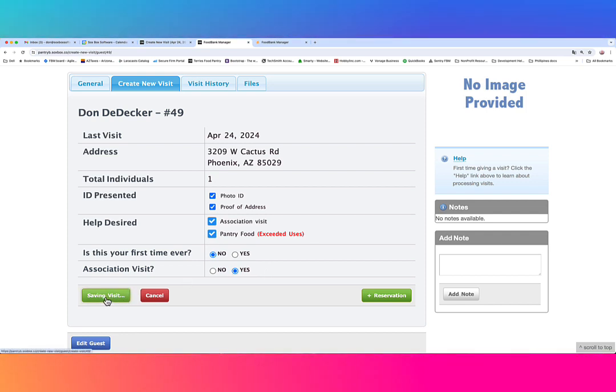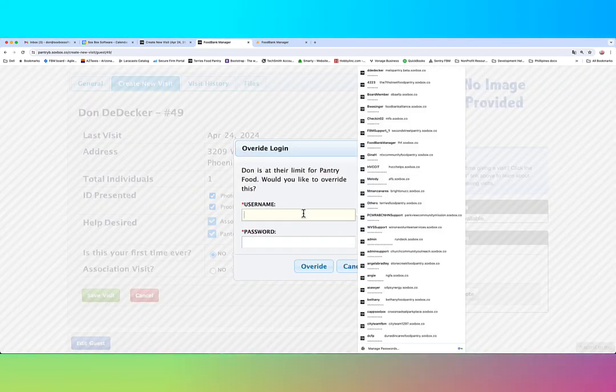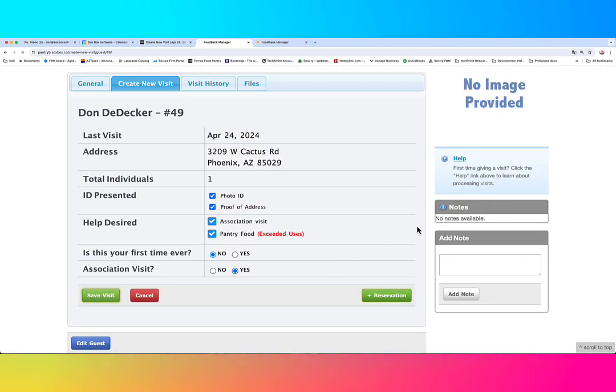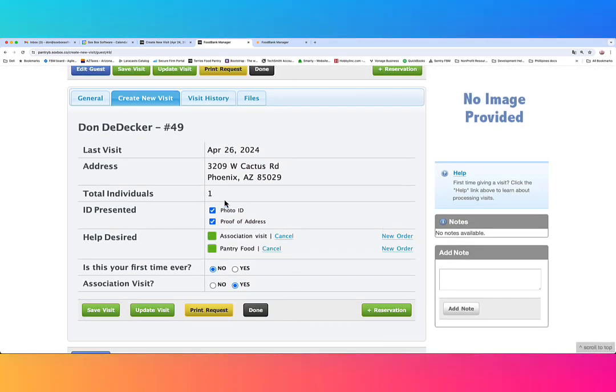So once I go ahead and hit save, it's going to want you to do an override. Do your credentials, right? You can also save these so they don't have to be done manually each time. And now I've given the visit.